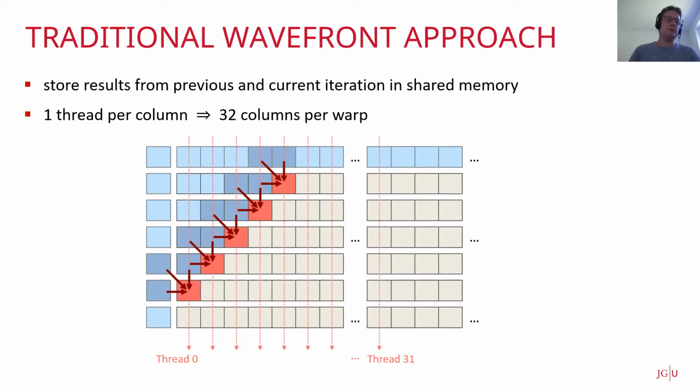This is usually done with a so-called wavefront approach, and the current GPU libraries and also our old AnySeq 1 library compute one column of the DP matrix per thread, which means that the threads also have to be offset by one row, because the left and upper left values for thread 1 have to be first computed by thread 0.